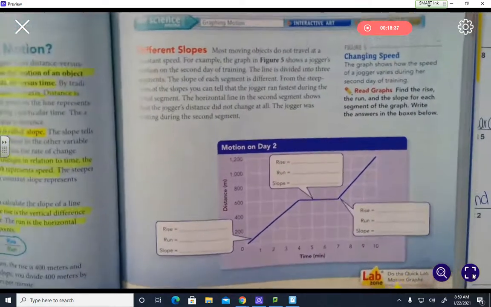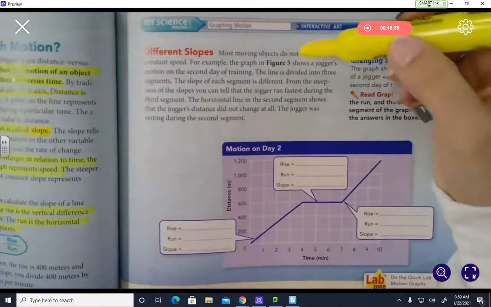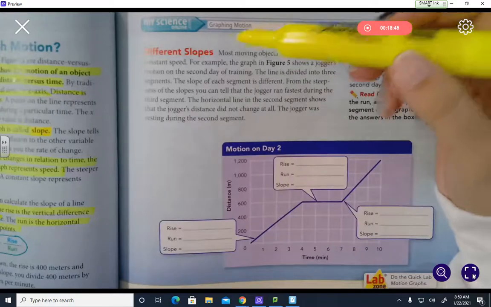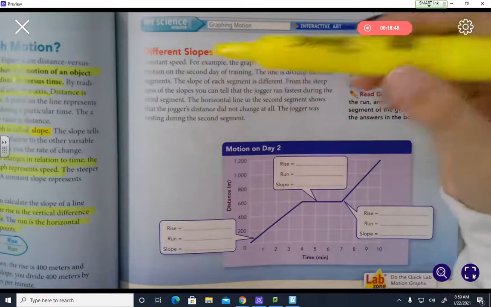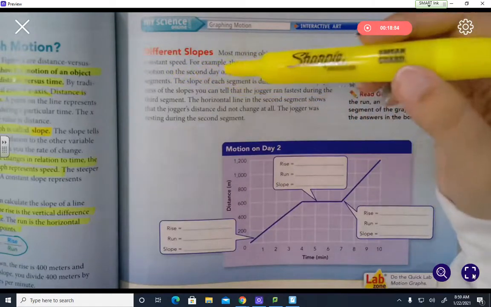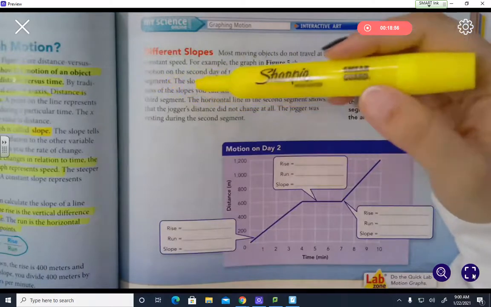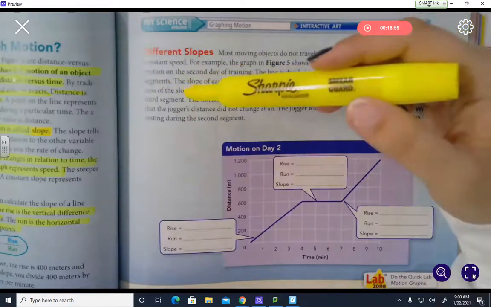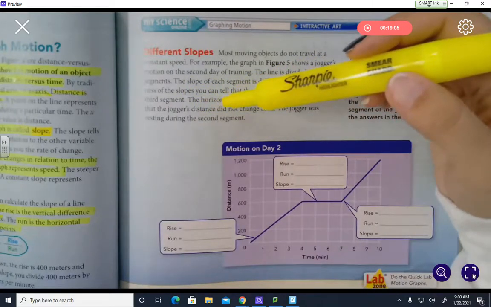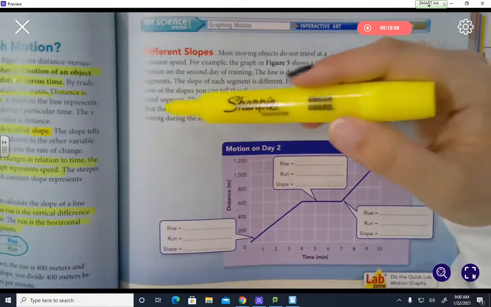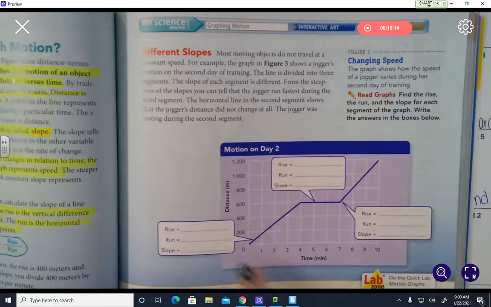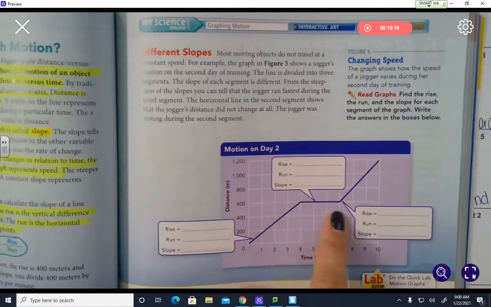Let's talk about this one. Most objects do not travel at a constant speed. For example, figure 5 shows a jogger's motion on the second day of training. The line is divided into 3 segments. The slope of each segment is different. From the steepness of the slope, you can tell that the jogger ran fast during the 3rd segment. The horizontal line in the 2nd segment shows the jogger's distance does not change. The jogger was resting during the 2nd segment. So what that means is the jogger started off, the jogger took a rest, and the jogger ran fast again.